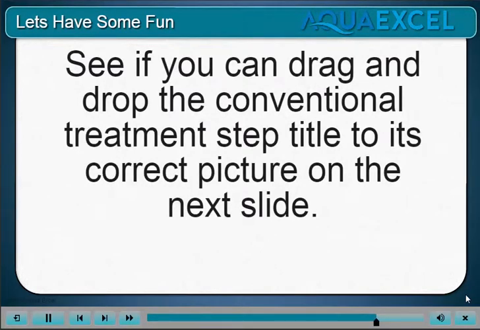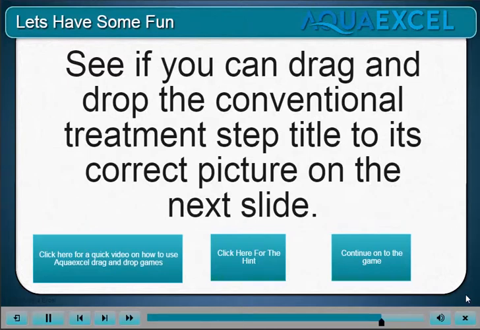See if you can drag and drop the conventional treatment step title to its correct picture on the next slide. If you get stuck, click on the bottom for a hint.